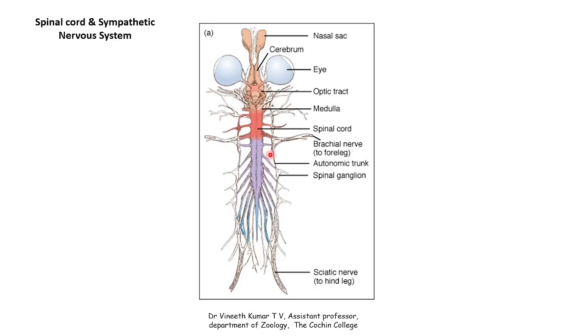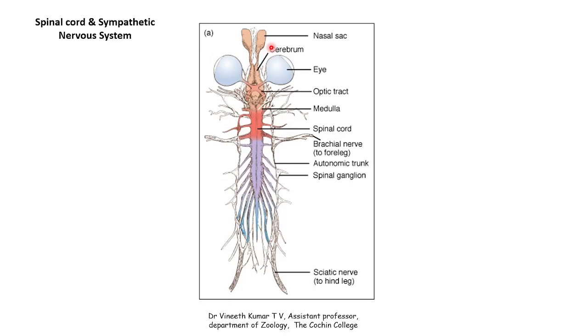Coming to the peripheral nervous system. The peripheral nervous system includes the nerves which arise both from the brain as well as from the spinal cord, or the central nervous system. The nerves that arise from the brain are called the cranial nerves, and those arising from the spinal cord are called the spinal nerves. In frogs, there are 10 cranial nerves and 10 spinal nerves.